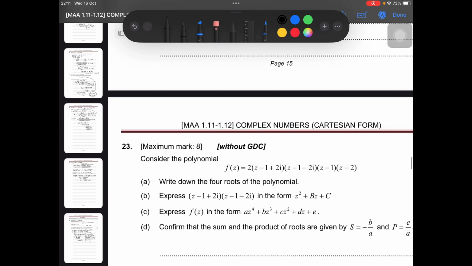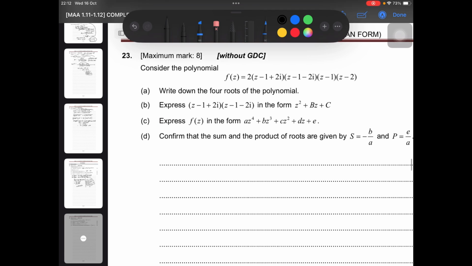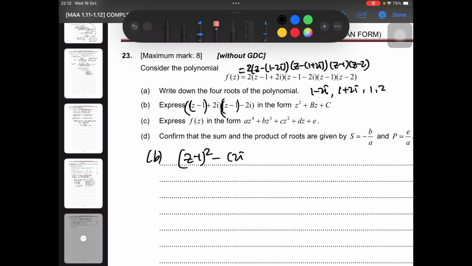And this is number 23. Four roots. I like to write it like this because this looks clearer: z minus 1, z minus 2, and 2 here. So the four roots of the polynomial are 1 minus 2i, 1 plus 2i, 1 and 2. If we group them together this way, this and this, then we can calculate it with the product of sum and difference. So z minus 1 squared minus 2i squared, which is z squared minus 2z plus 1 plus 4. So z squared minus 2z plus 5.